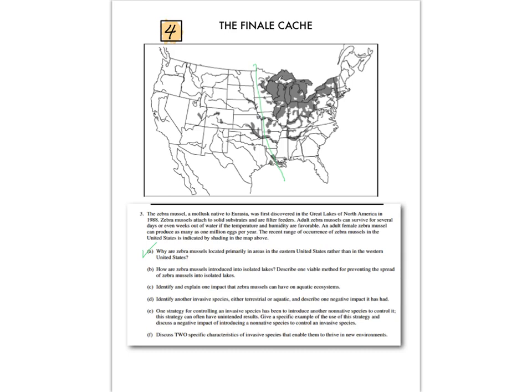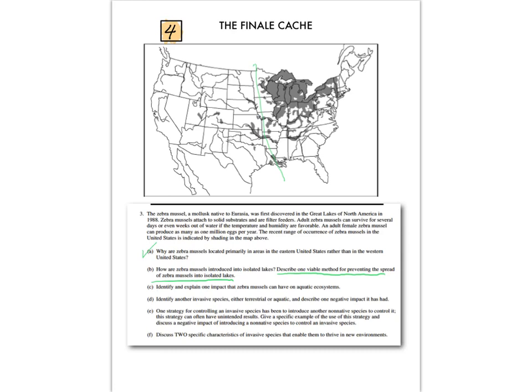Then it starts asking these questions. Again, these are ones that you should think about and try. Describe one viable method for preventing zebra mussels into isolated lakes. Well, a lot of you experience lake life a lot and know the answer to this one. How do we stop it? What is the best way to prevent invasive species? This could be a viable method.